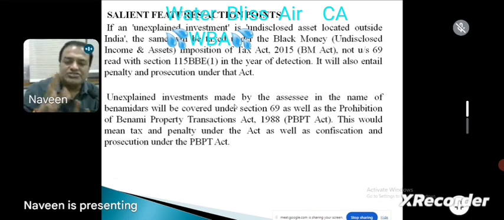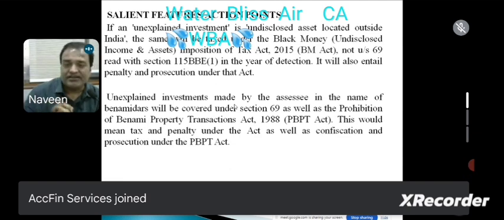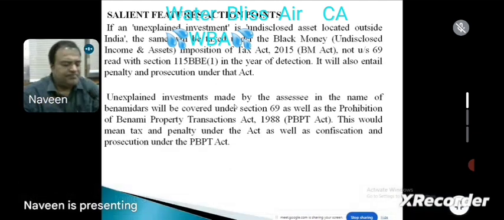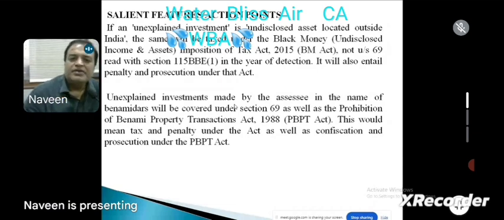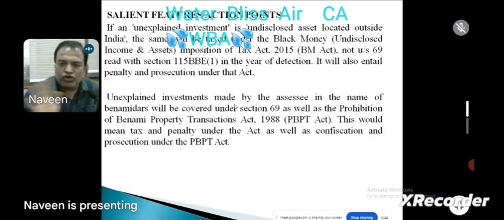Under the Black Money Act, there is no question of any jurisdiction; you cannot argue on jurisdiction. You cannot tell that a limitation period is there. There is no limitation period in the Black Money Act, a very dangerous act. I will not go into other features of the Black Money Act. So this is the problem. So be careful. Any undisclosed asset outside of India, point number 1, is not an undisclosed investment for the purpose of 69. It is an undisclosed asset, but it will be taxed under the Black Money Act.